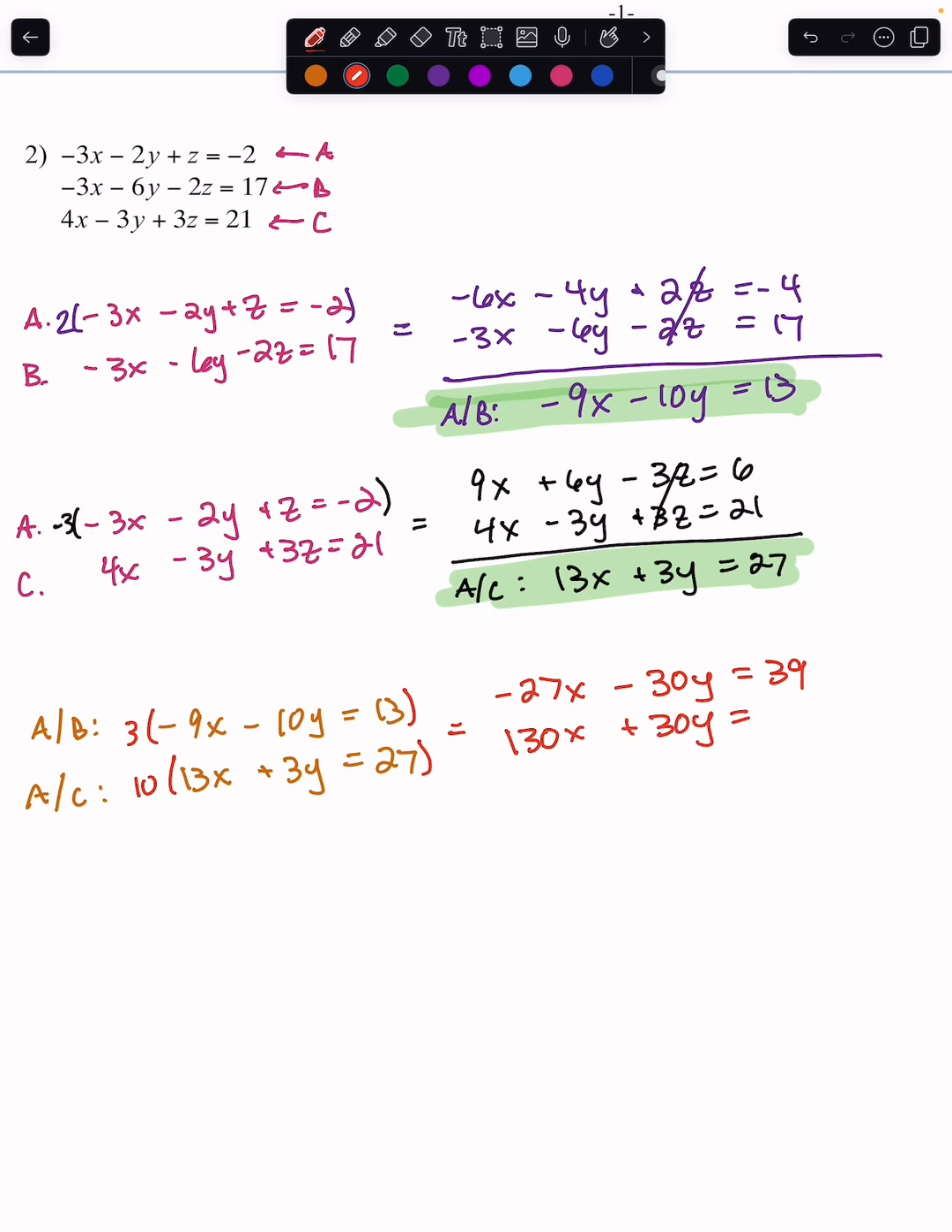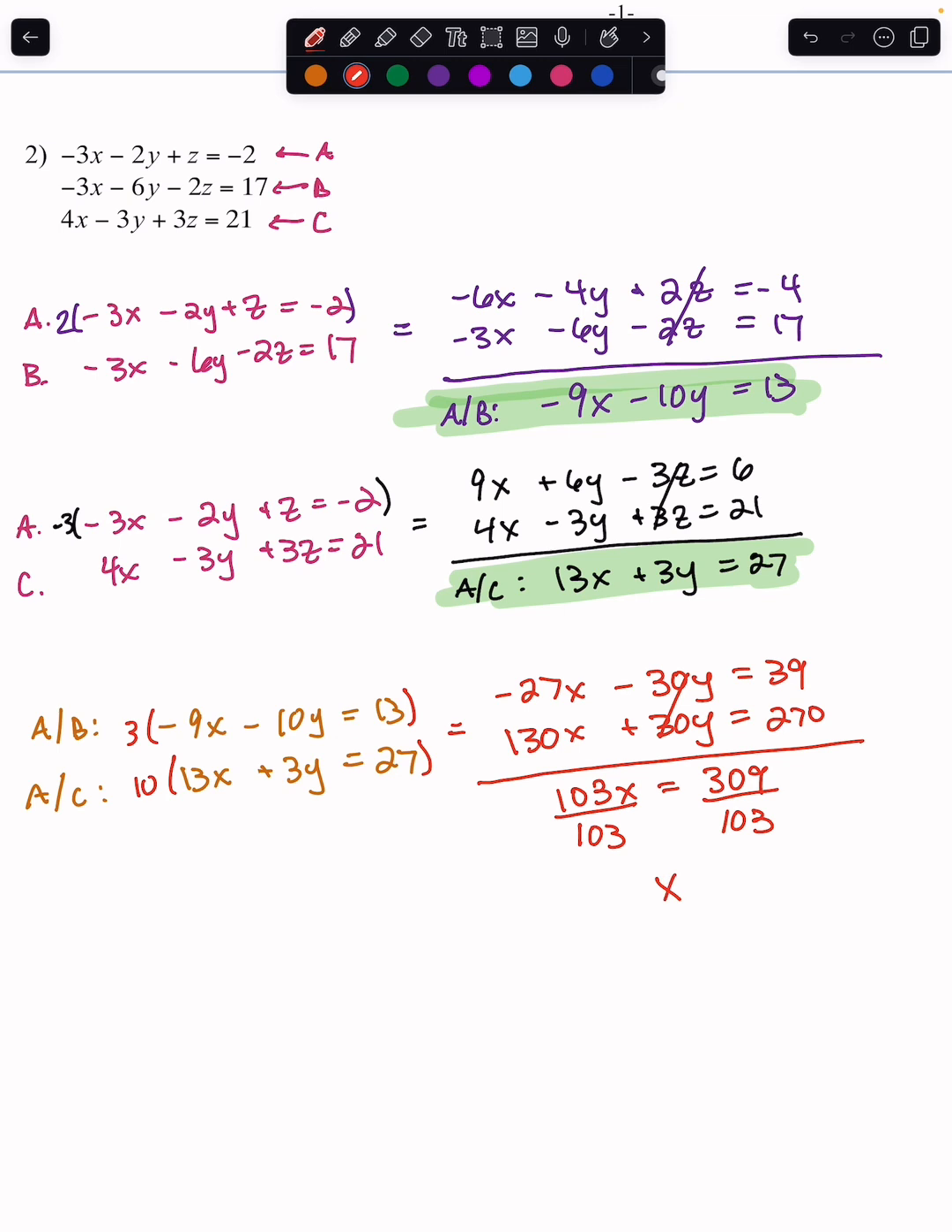Those are going to cancel. And then negative 27 plus 130 is 103. X equals, and then 270 plus 39 is 309. Divide both sides by 103. And we'll get that x is equal to 3.